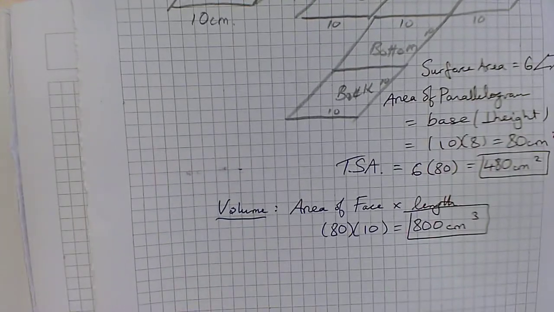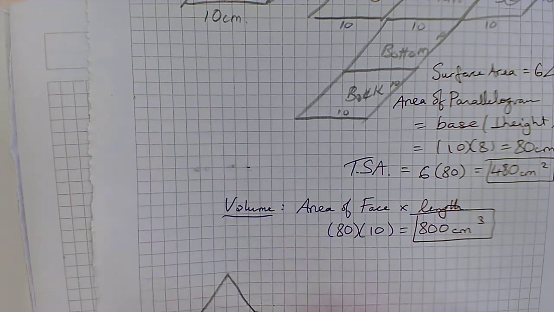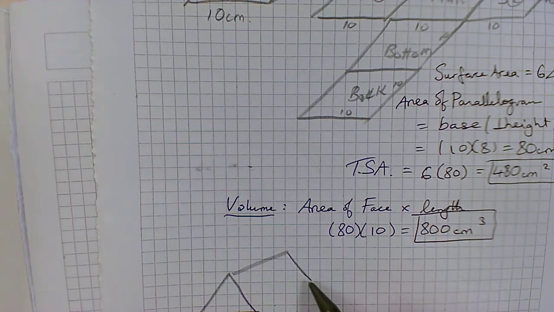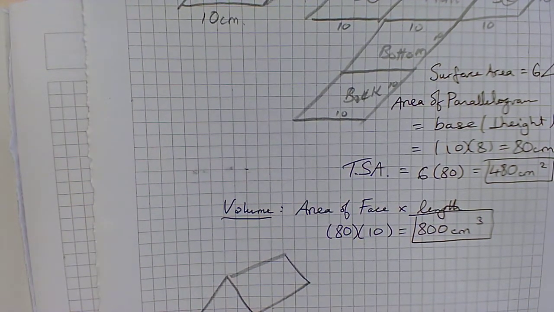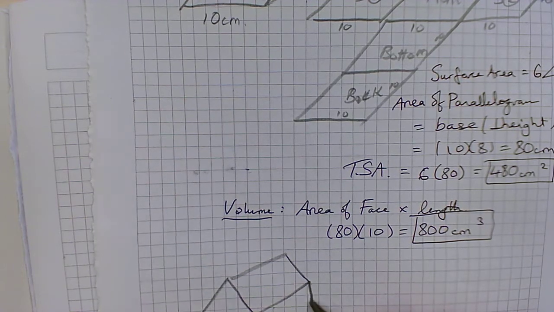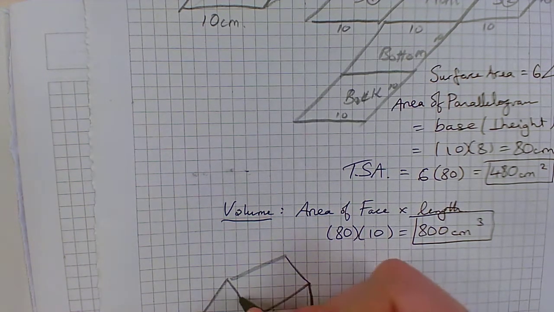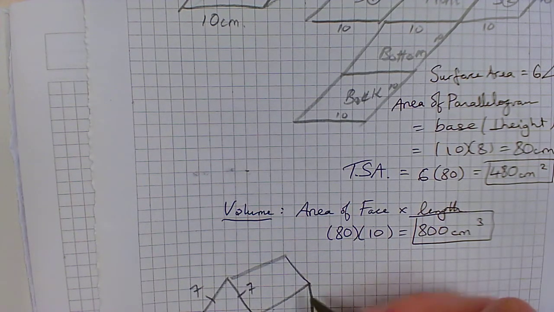Okay, so the final one then was two things stuck together. We had a triangular prism sitting on top of a rectangular prism, or cuboid if you prefer. So a house shape. And the information we were given was that this was 7 centimeters and that these were all the same. So of course this is 7 centimeters and this is 7 centimeters.